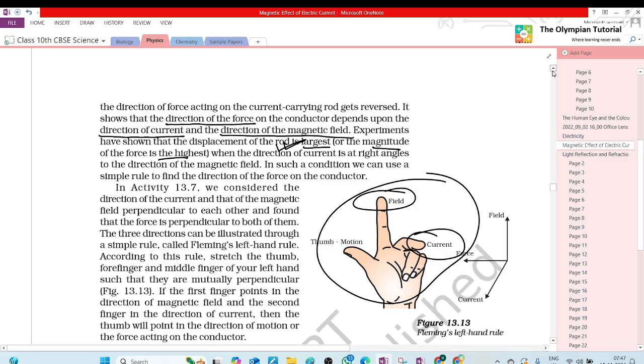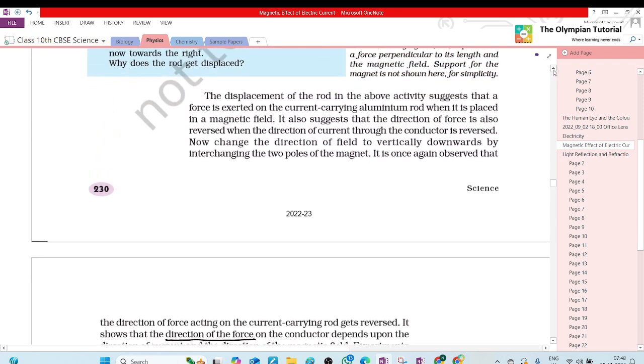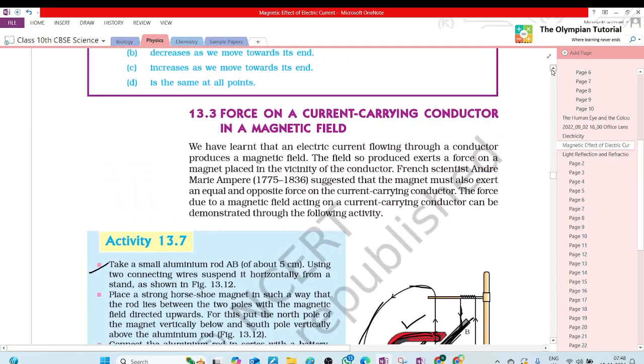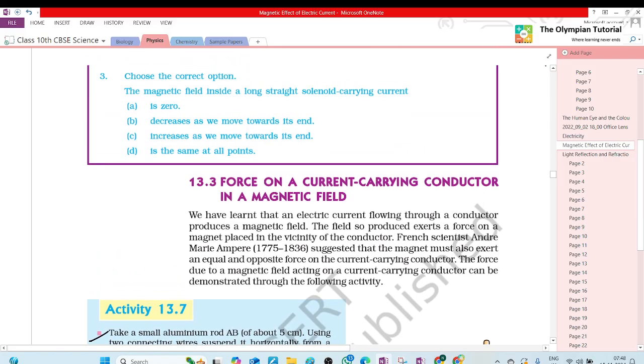Oswal sample papers are good, no doubt. But my suggestion is to focus in only one direction. If you are using the NCERT app, then for now the NCERT app is the best. Okay. So force on a current carrying conductor in a magnetic field we will continue tomorrow. Okay.